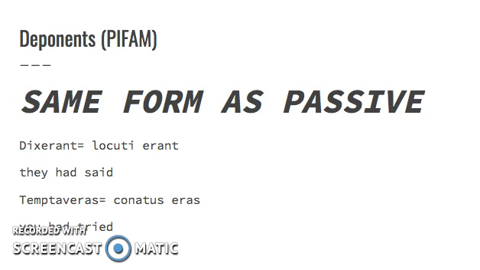For deponents, just remember PIFAM: passive in form, active in meaning. So as Tim said, it is passive in form, active in meaning. So for example, it can be dixerant, which means they had said, but in another form, which is a deponent, it can be locuti erant. Another example is temptaveras, which can be conatus eras, which means you had tried. So the thing is, it is passive in form, but active in meaning.